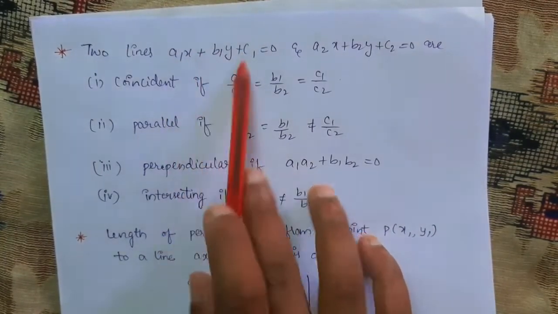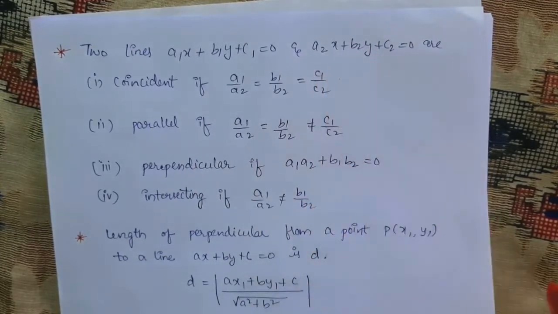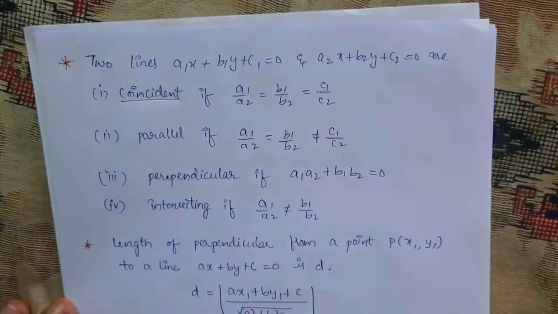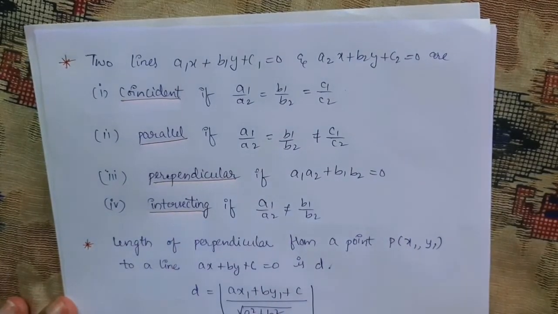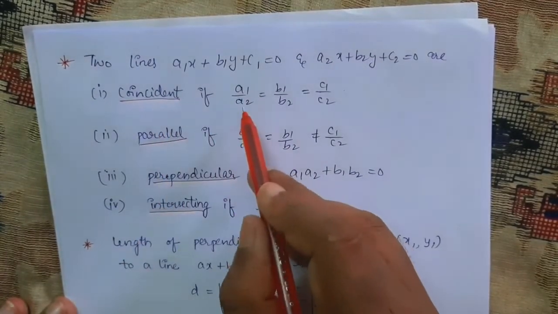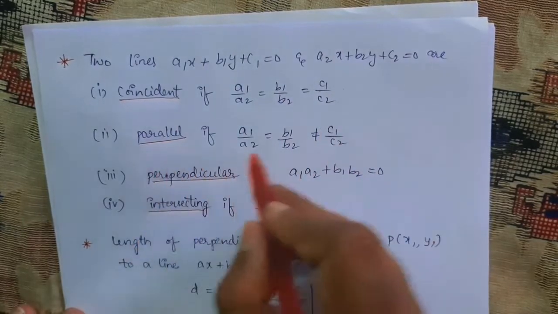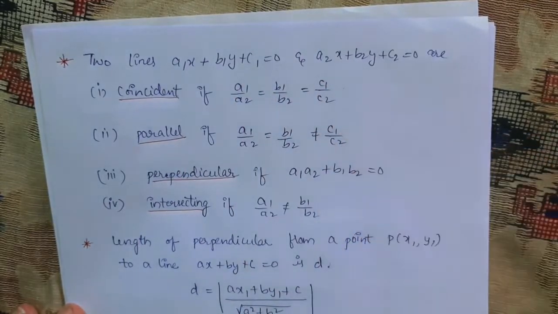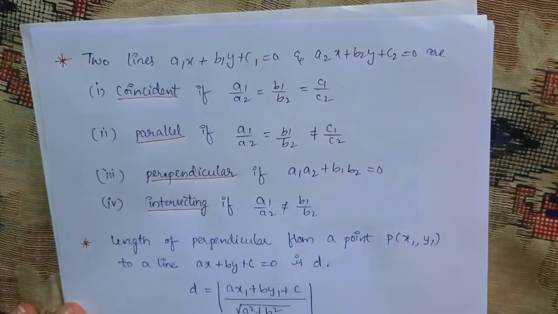So here a1, b1 are coefficients of x and y in the first line, a2, b2 are coefficients of x and y in the second line. Based on these two lines, we can consider them as coincident, parallel, perpendicular, or just intersecting. Those are coincident if a1 by a2 equal to b1 by b2 equal to c1 by c2. Parallel if a1 by a2 equal to b1 by b2 but not equal to c1 by c2. If this is also equal to c1 by c2, then we will consider them as coincident.